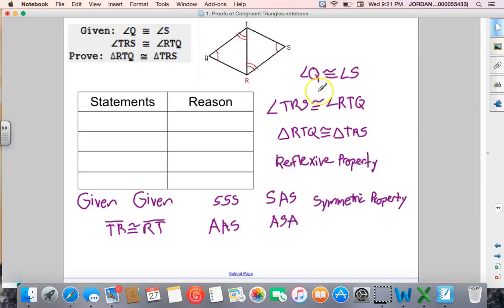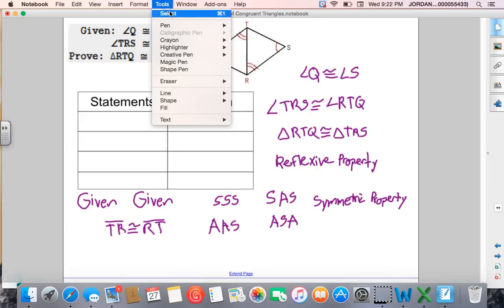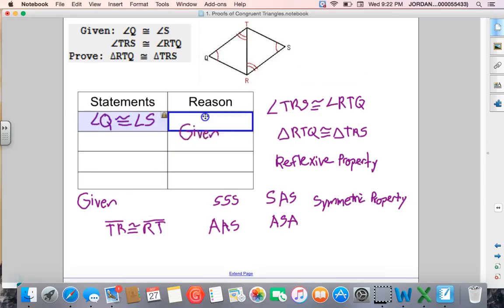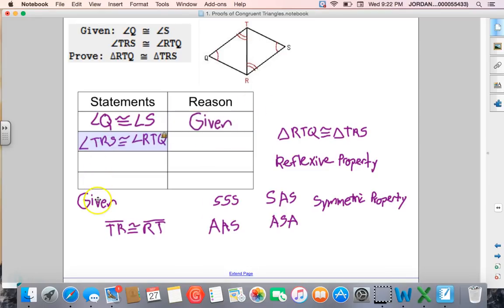You notice there's only 8 blanks, but we've got a lot more than 8 options here, so it'll make it a little bit tougher. But we always, again, start with our givens, no matter how many things we know. So what are we given? Angle Q is congruent to angle S, so we can put that in for our statement and say that it is given. Also, angle TRS is congruent to angle RTQ. We know that because it's given.